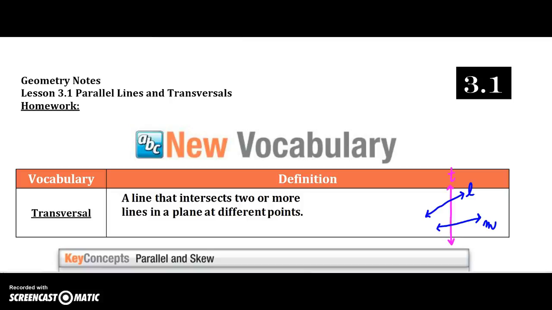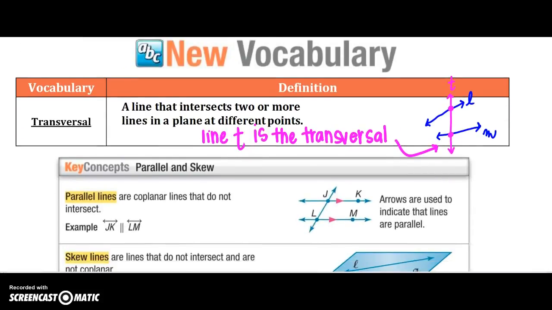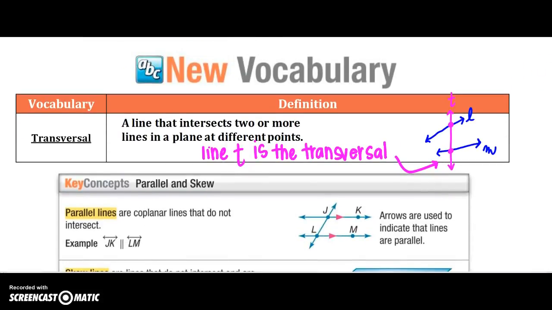If you notice over here, line T would be the transversal of our figure. Notice that it intersects two lines at different points. All right, so that's going to be helpful. The next three concepts are also going to be very helpful in identifying different types of lines.